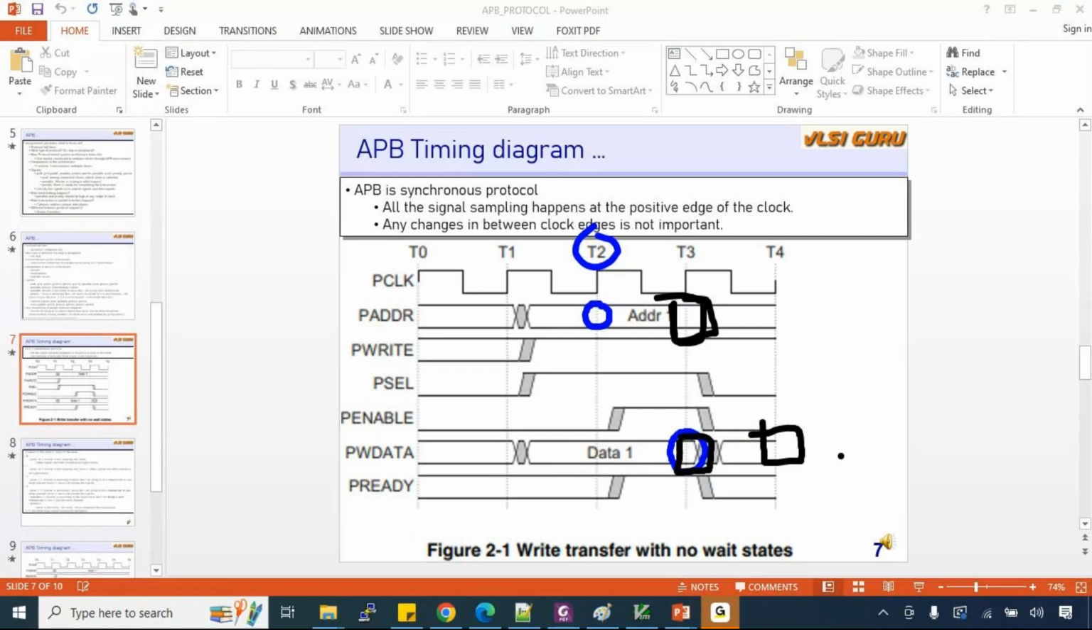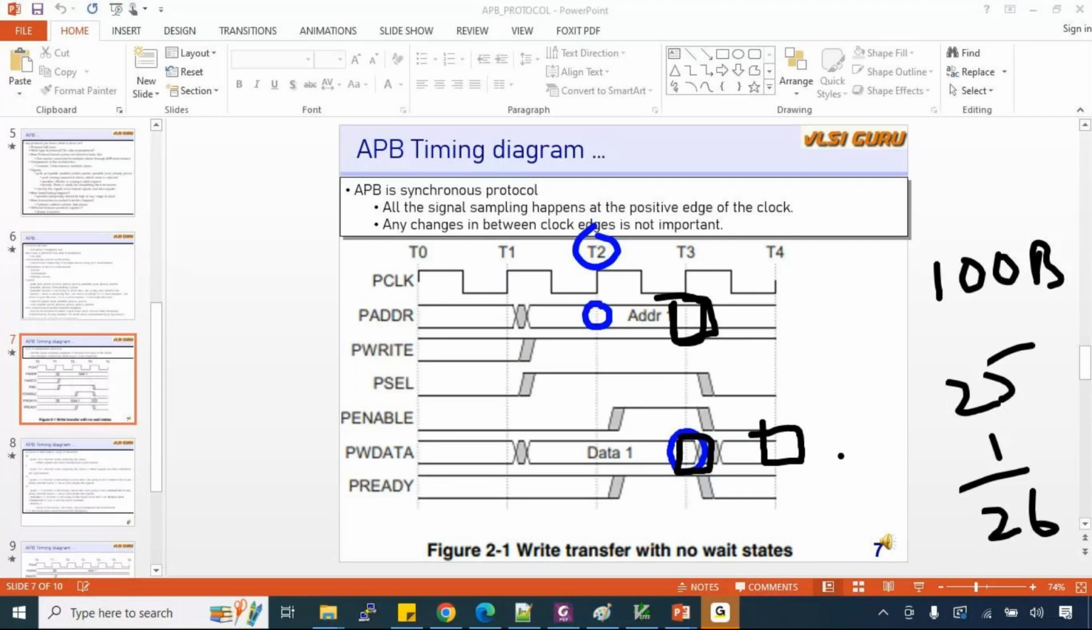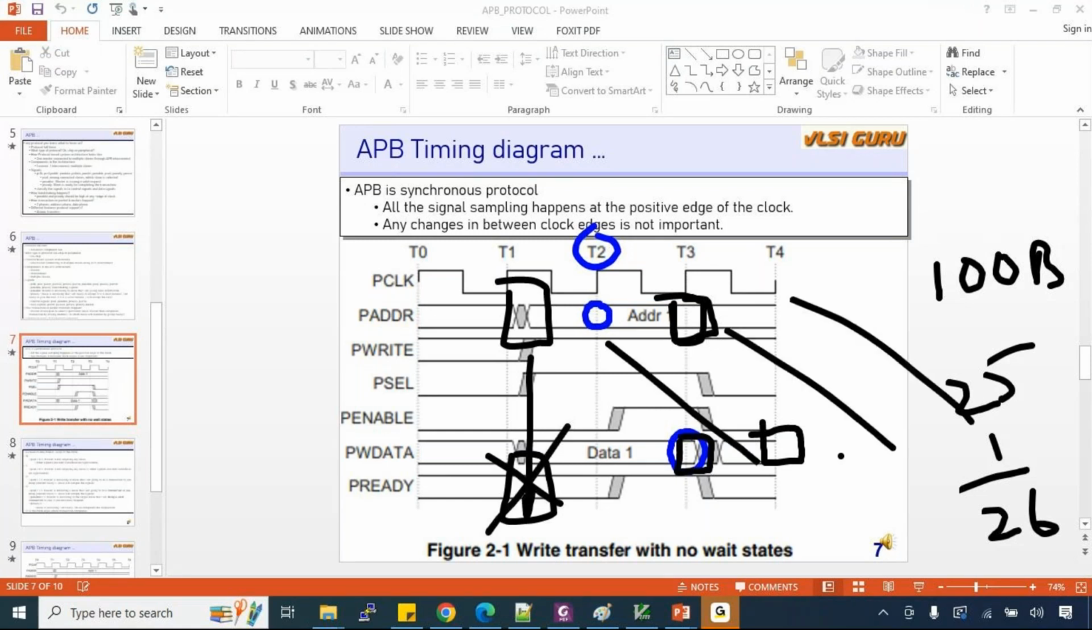Now tell me, going by this, how many clock cycles will it take to transfer 100 bytes? 25, actually plus 1, because first you need to do the address phase, and at that address phase there was no data. Only then did the data phases start happening. So 1 plus 25, it will take 26 clock cycles. Did everyone understand how we get these 26 clock cycles?